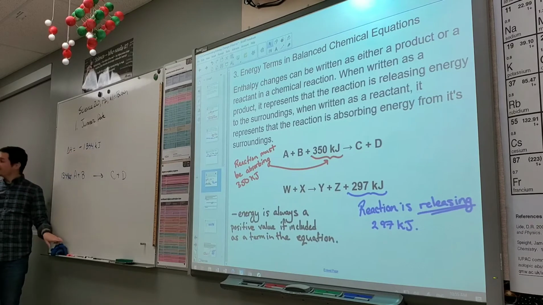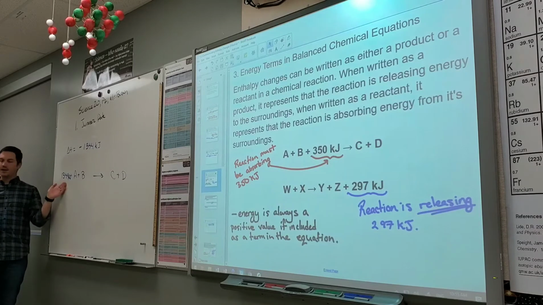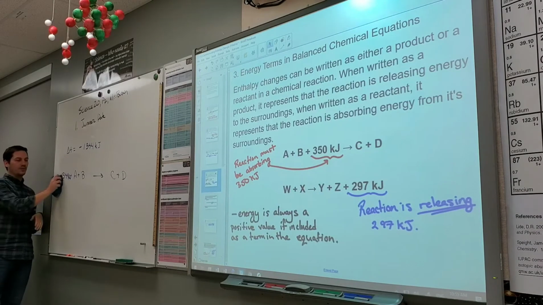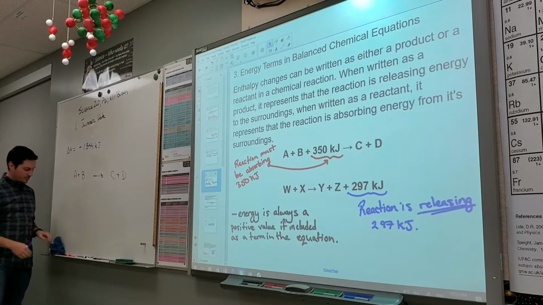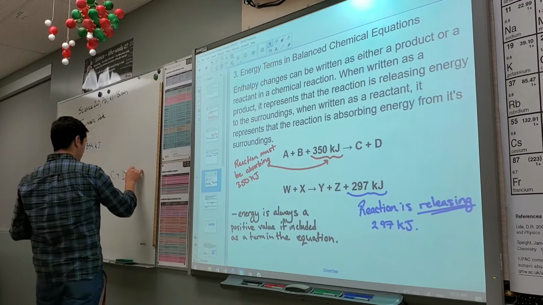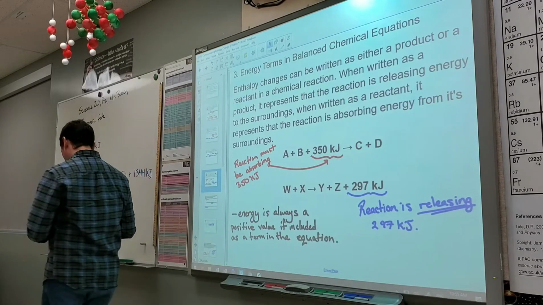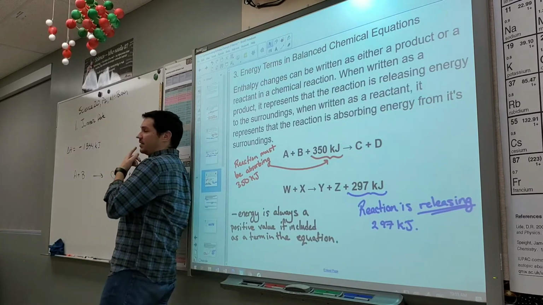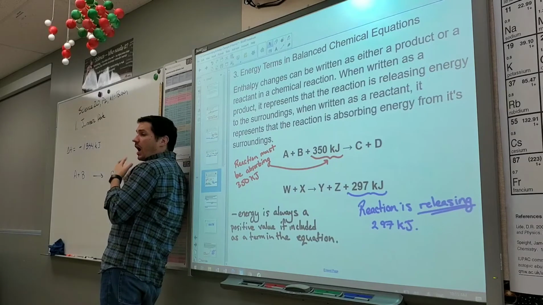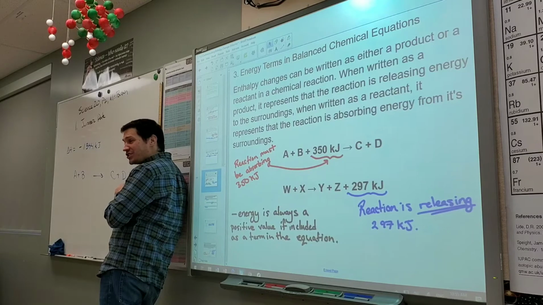Is our system releasing energy, or is it absorbing energy? Okay, so where should the energy term go? On the product side. And should it be positive or negative? This should be positive. I'm curious, why? Why should it be positive?